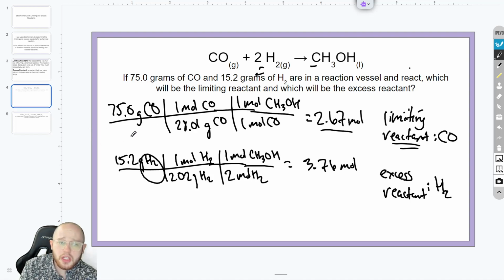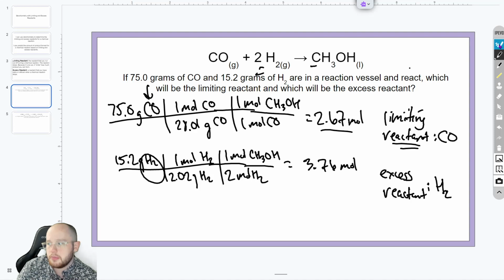Be careful. If you just look at these gram values, hydrogen was the smaller value. So you might think, oh, that's going to run out first. Nope. Molar mass and the mole ratio have an impact. So if you just want to determine whether a reactant is limiting or excess, take both, convert to a product, does not matter which product, and then compare. Lower value corresponds to the limiting reactant, higher value excess.